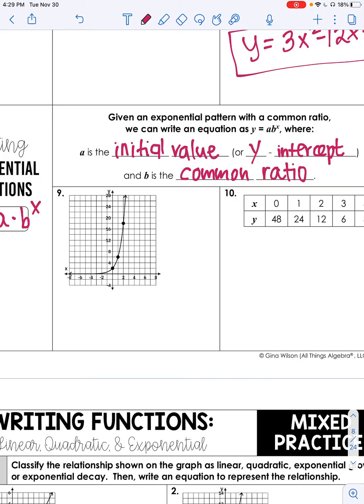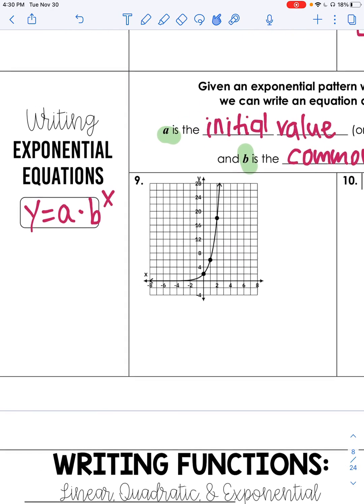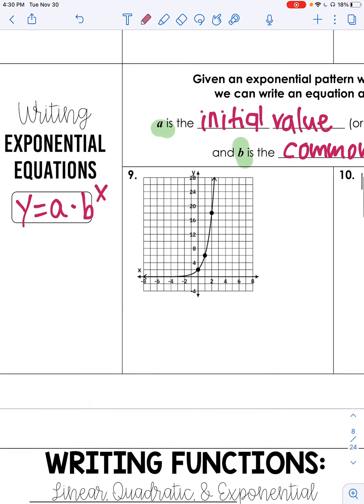So looking at number 9, a graph, and 10, a table, we are going to try to identify a and b, and then we will have our equation in standard form. Okay? So let's start with 9. We have a graph. We can identify a pretty easily because it is the y-intercept of 2. Okay? The coordinate is 0, 2. But the y-intercept of 2 is going to give us the value of a.